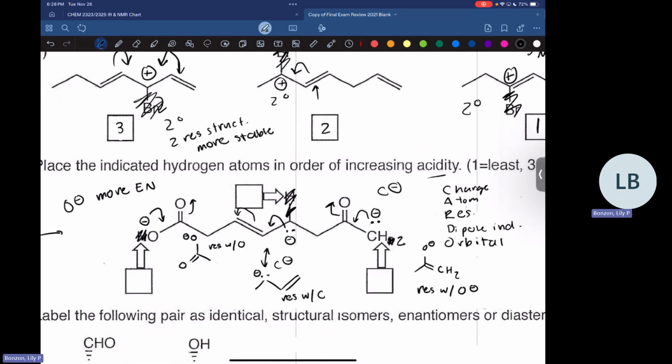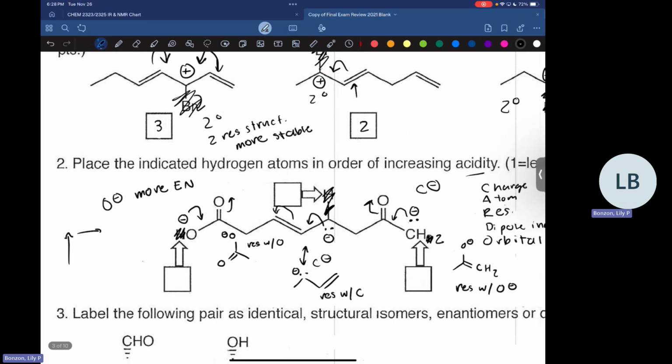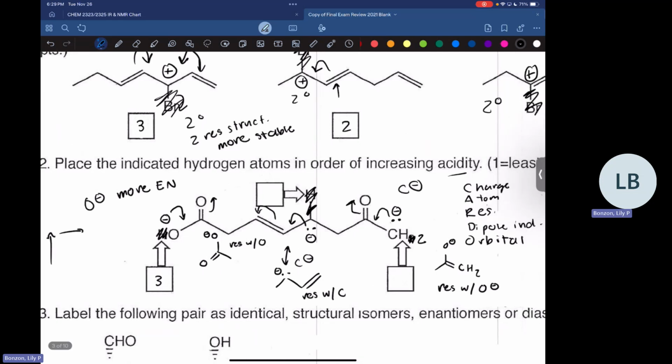So for these 3 options, the hydrogen on the far left on this carboxylic acid structure is going to be our most acidic hydrogen because, for starters, it has a minus charge on a more electronegative atom, but it also can form a resonance structure with another electronegative atom.